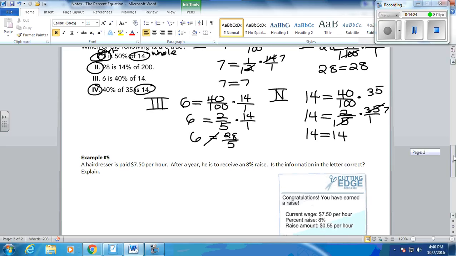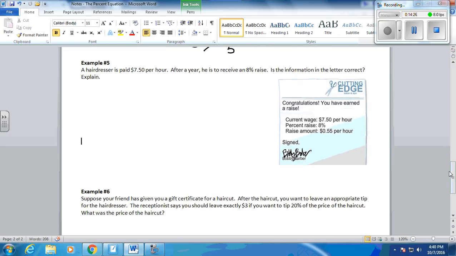For number 5, it says that a hairdresser is paid $7.50 per hour. After a year, he is to receive an 8% raise. So is the information in the letter correct? Congratulations, you've earned a raise. Your current wage is $7.50 per hour, which they've already given us. Your percent raise should be 8%, and your raise amount they're now stating is 55 cents. Now you could just accept this as true and say, oh yay, I get a 55-cent raise per hour, but let's double check to make sure that it is correct.